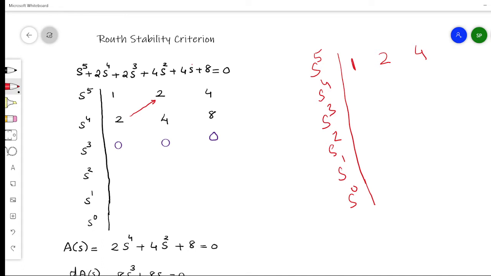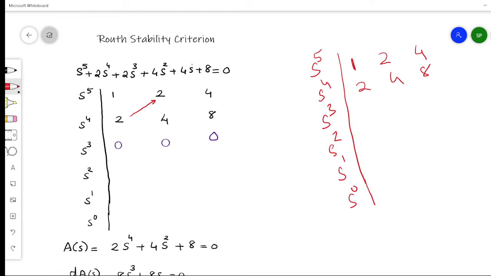Here you can see the even powers are s raised to 4, s raised to 2 and s raised to 0. That is, the coefficients are 2, 4 and 8, which you have to put in the second row. So we got 2, 4, 8 in the second row. Now the first two rows we can obtain from the given characteristic equation, but we have to complete the Routh array till the s raised to 0 row and check for the stability.